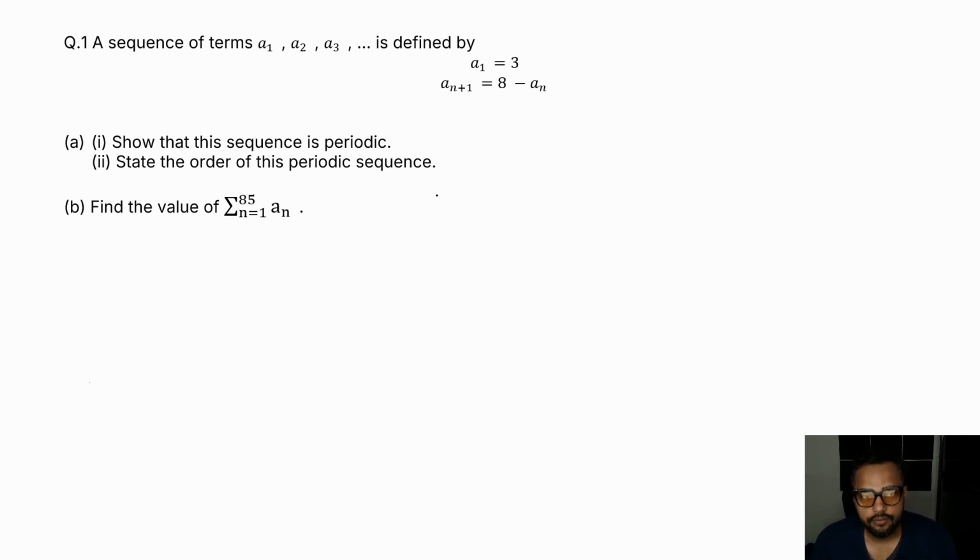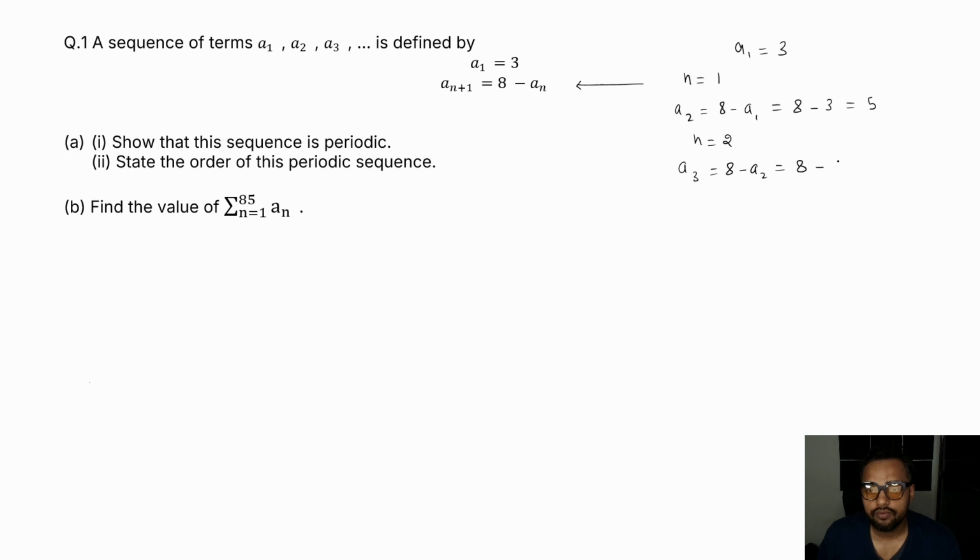They have given a sequence of terms here, a1, a2, a3, which is defined by a particular relation, that is a1 equals 3. Now we'll be plugging n equals 1 in this equation. So we'll be getting a2 equals 8 minus a1. a1 is here 3, so we'll be getting 5. So a2 we are getting as 5. Now again we will be plugging 2 in this equation, so we'll be getting a3 equals 8 minus a2, which is 8 minus 5, equals 3.